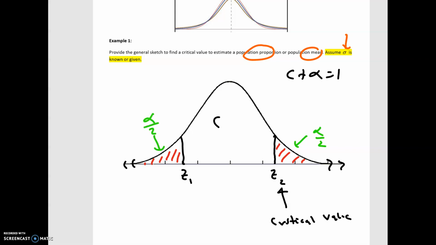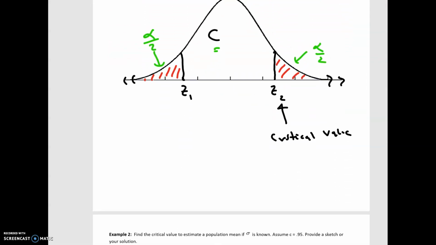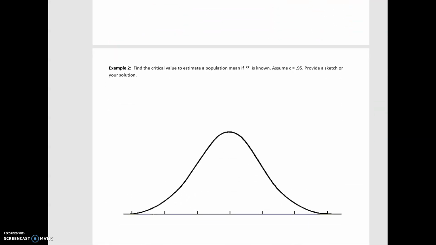The basic idea is that the value of c, in this case this value here, represents the actual probability that we have the parameter, or the level of confidence, and the value of alpha represents the probability that we do not have the parameter. Let me fix that c. And let's go to the first example where we're actually finding these specific values.